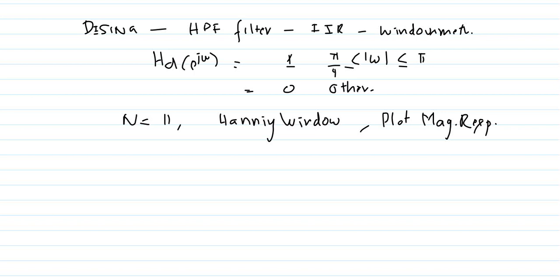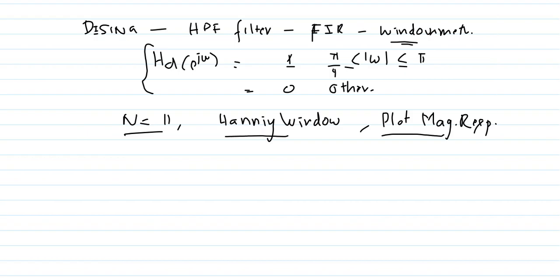Okay, so we'll take up a problem. Designing a high pass filter using FIR, and we have to use the Windows method. This is the ideal frequency response that is given. They have given N equal to 11. We have to use the Hanning window and we have to plot the magnitude response.